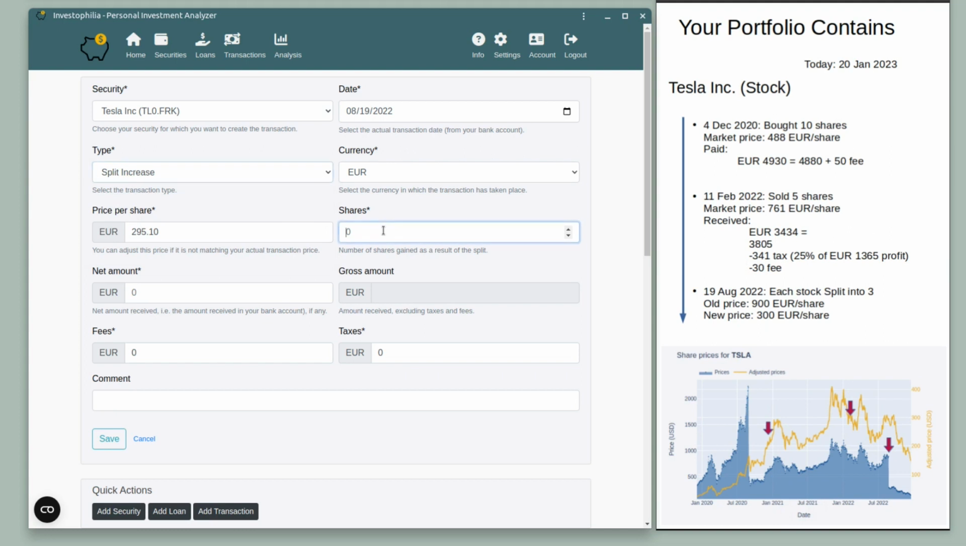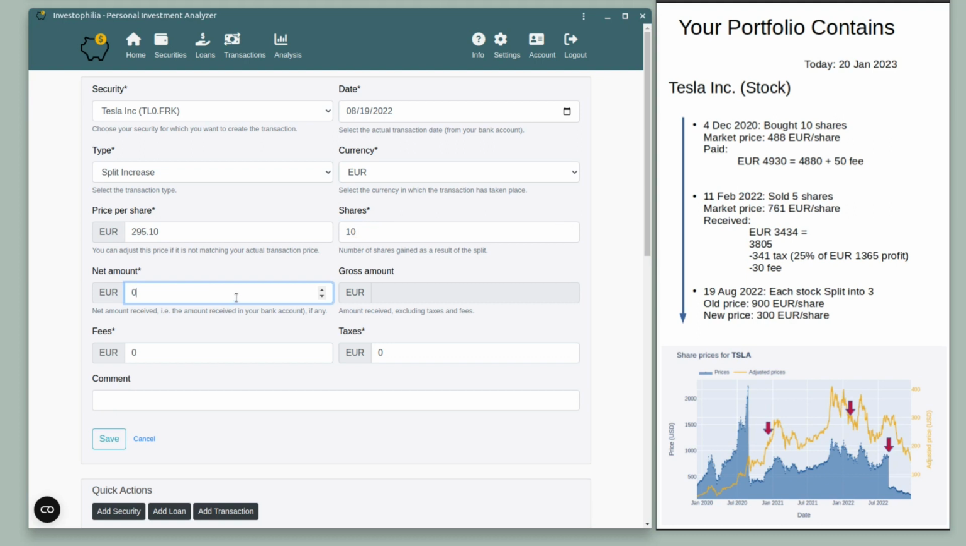So you put a split increase transaction, and then here you see in the hint it says number of shares gained as a result of the split. So how many shares did you have in your portfolio? You had 10, you sold 5. That means you had 5 shares. And there is a stock split 3. That means you should have 15 shares. So 5 times 3, 15. That means 10 shares have been added to your portfolio. So here I write 10. I don't write 15 here, I write 10.